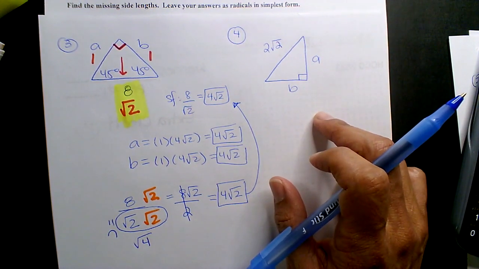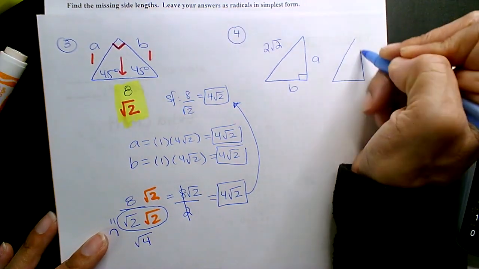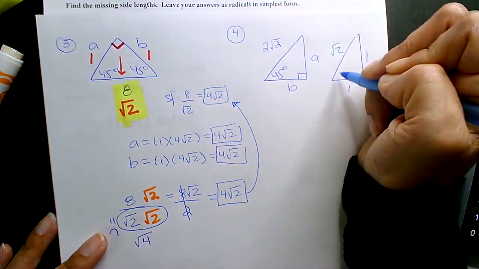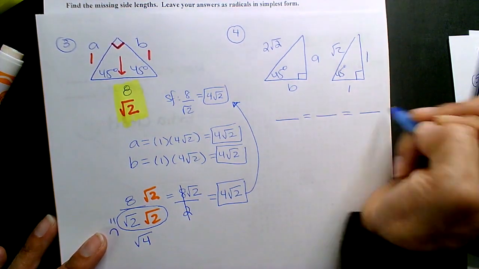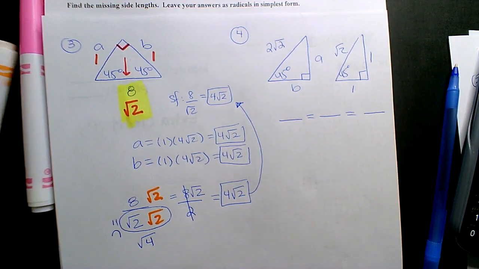Okay. Number 4, do you guys want me to do this the colorful way or still do the shortcut? Which way? Colors? Okay, so if I solve this one with colors, sorry, I didn't put the 45s on here. Let's do colors.